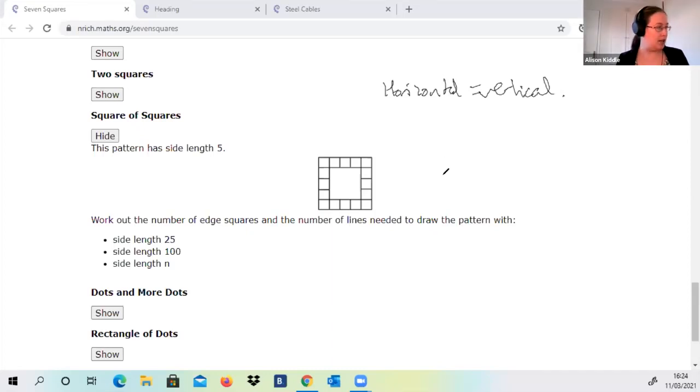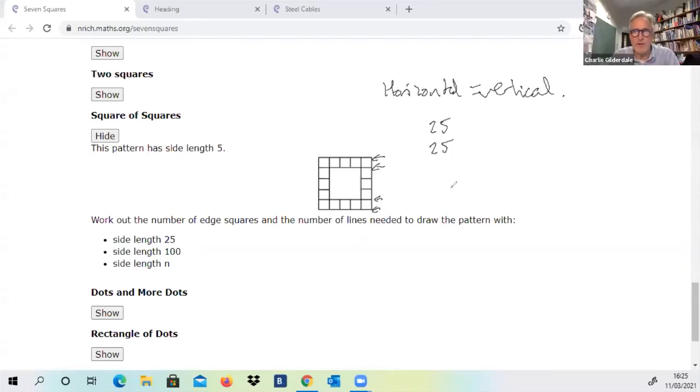So should we go straight to the 25 then? So for the 5, you could count the horizontal and vertical lines. How would you convince me how many edge lines there would be for a side length of 25? Okay, I think there would be 25 lines along the top, and then 25 lines just below there. So that's these ones and these ones, yeah? Then way down, there would be another 2 lots of 25.